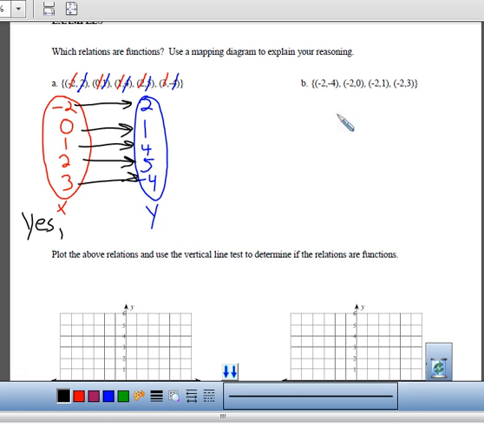You're going to do B on your own. So I want you to try B on your own. I'm going to give you a hint. This is kind of easy, because if you look, there's only one input value for all 4 of these. It's -2. So there's part of it done for you. So now finish this. You also need to make sure you write your complete statements. I'm going to be looking for that.